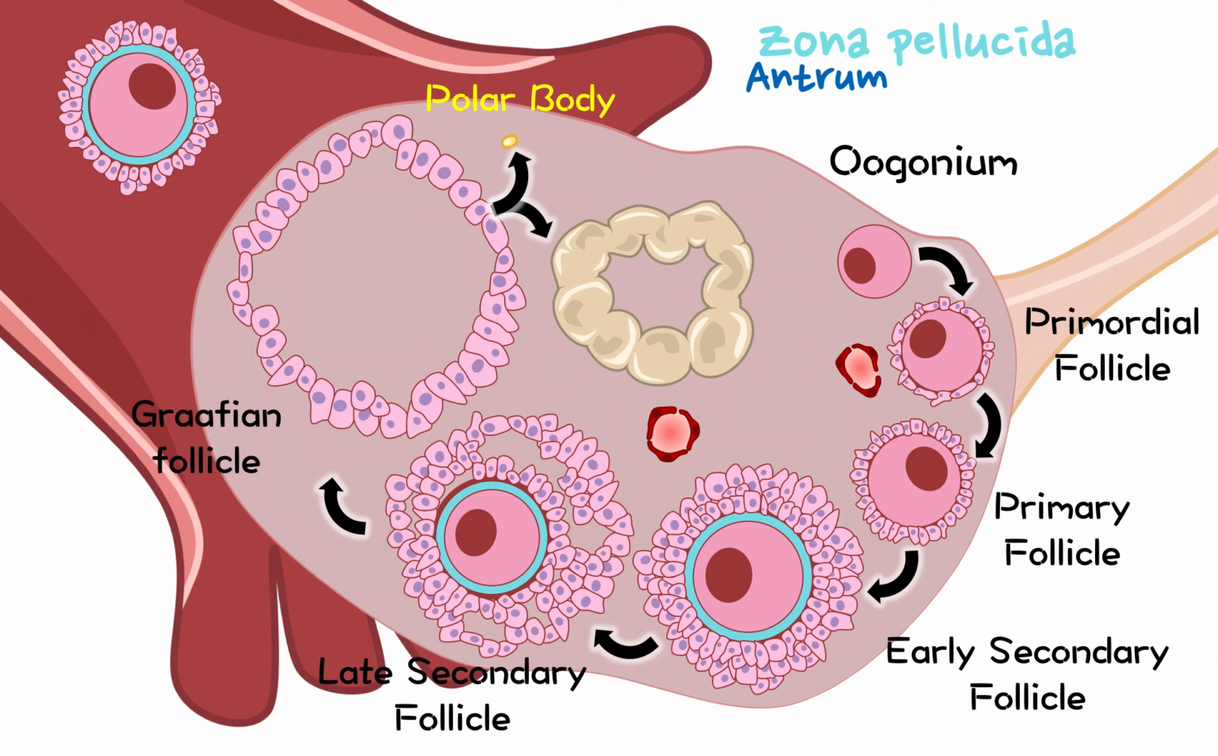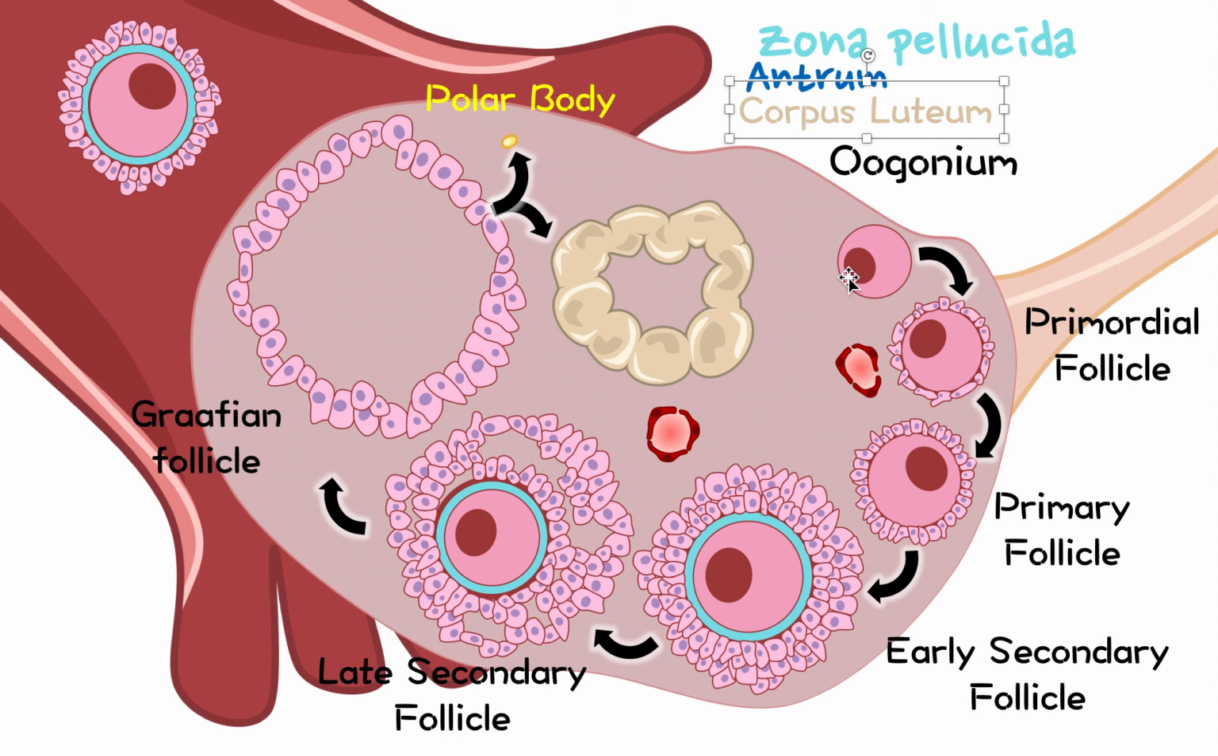But this corpus luteum has an important job later during fertilization. So you'll definitely see this name again, the corpus luteum. It's called the yellow body. Corpus means body, and luteum means yellow. So it's the yellow body. Okay. So that's basically the process, right?